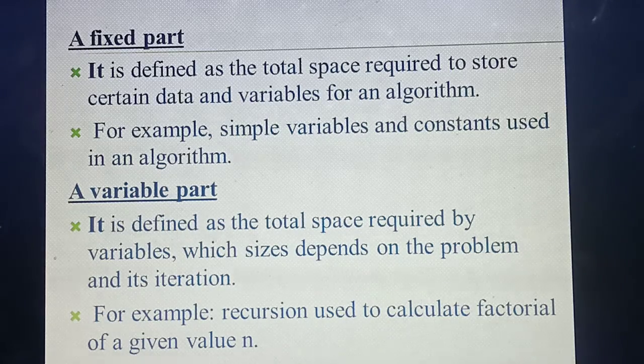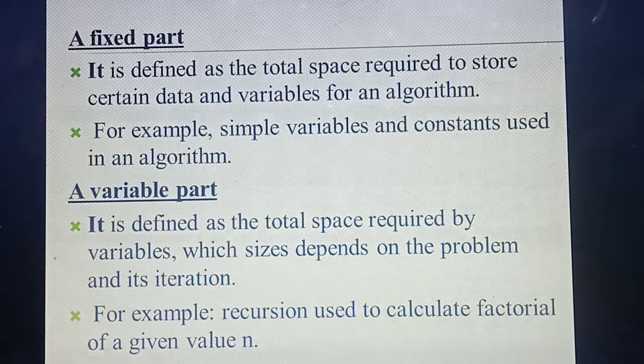Understood? But the fixed part means you are not giving any iterations or loop concept or anything in the algorithm. So please listen, understand that example and study. Adding two numbers is fixed, only two variables and storing one result, so 3. But the variable part means you are using a loop concept, that is iteration. So iteration will change based on your input value. So the space will also change.